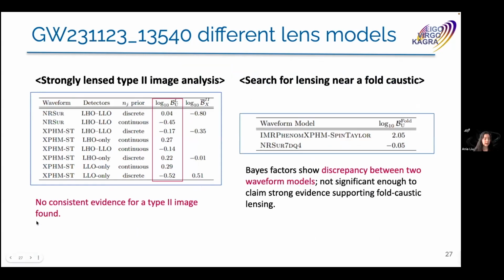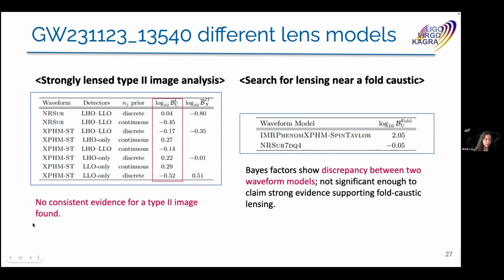We looked for type 2 images using different waveform models, different detector configurations, and priors. But overall, we found no consistent evidence for a type 2 image. We also searched for lensing near-fault caustics. Here again, the waveform models disagree, and the results are not significant enough to claim strong evidence of fault caustics lensing.